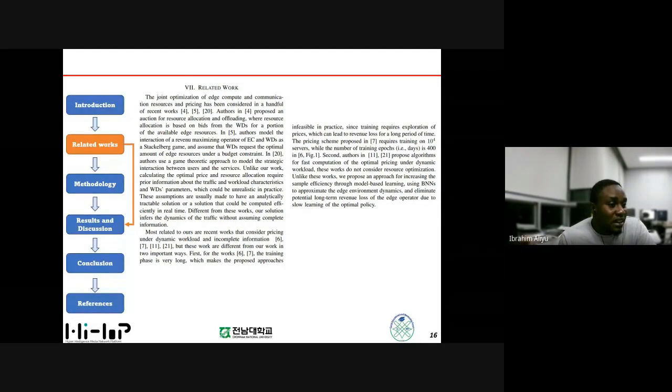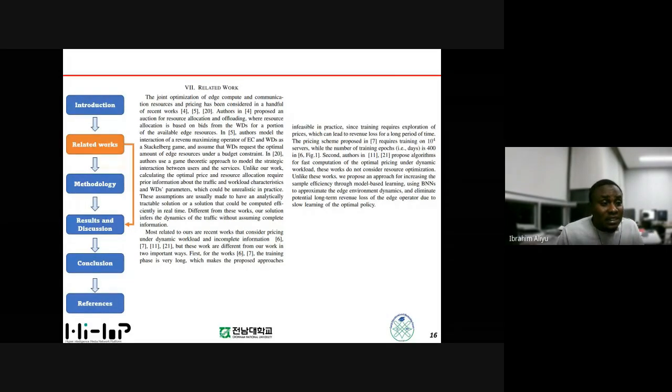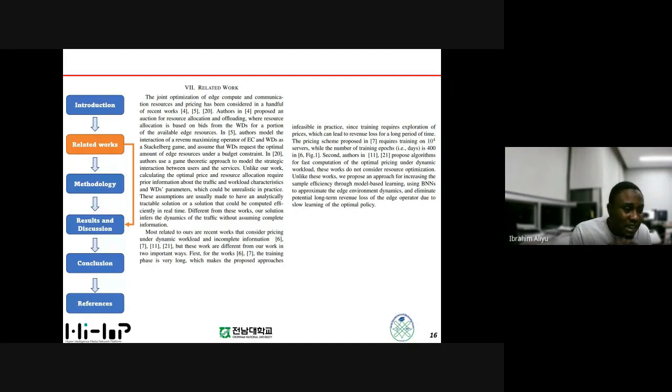But you could see that they said the joint optimization of edge computing and communication and pricing has been considered in a handful of studies. They summarize it. Towards the end of the first paragraph, you see the difference between this work and our solution: our solution infers the dynamics of the traffic without assuming complete information. You could see one statement that establishes exactly what they did. So when people read your related works, this is what they want to see. These are really top scientists. You see, they do not need to write many pages. They do not need to have like 50 relevant works, but they took the works that are relevant and summarized them, and you could see a sentence that clearly shows how theirs differs.